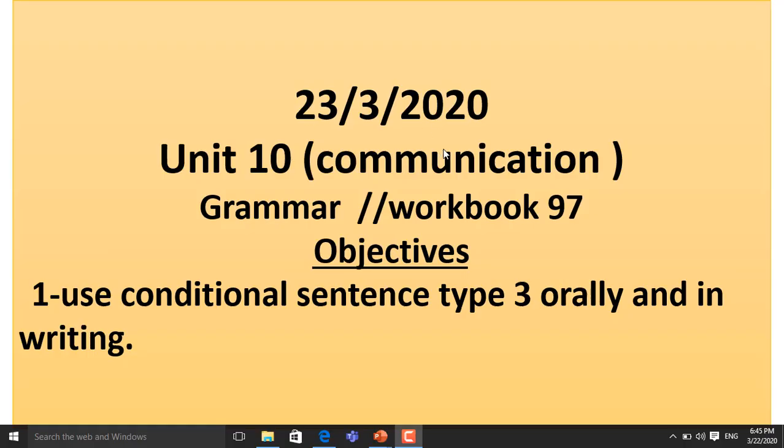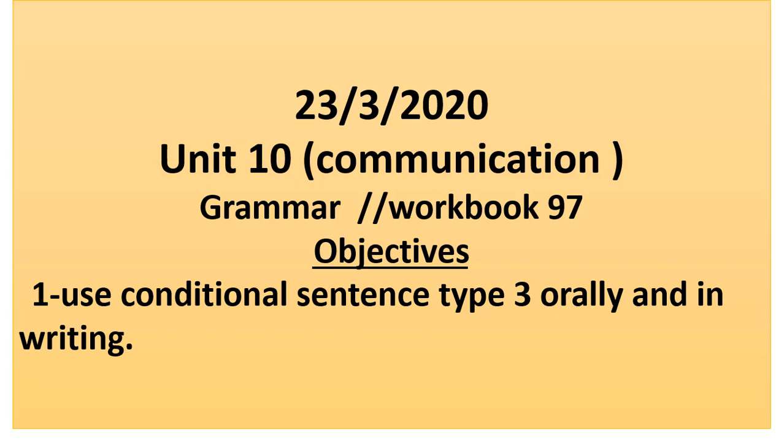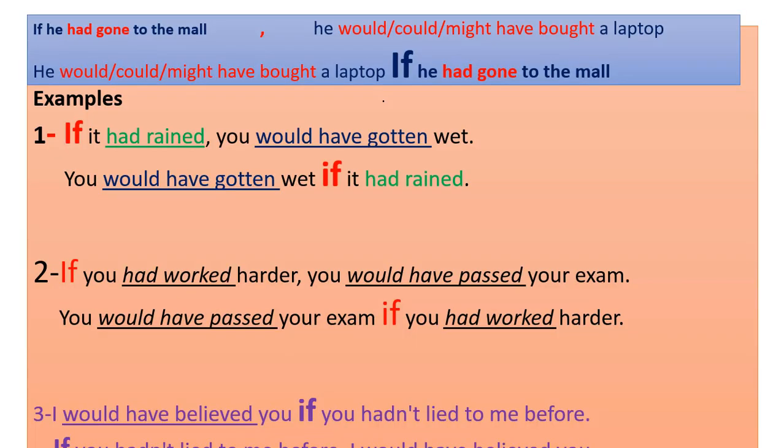درسنا اليوم Unit 10 Communication Grammar workbook 97. Objective: to use conditional sentence type 3 orally and in writing. بتلاحظوا درس اليوم هو نفس الدرس اللي تعلمناه الحصة الماضية، فنعمل مراجعة سريعة عليه. First, look at the blue box at the top.